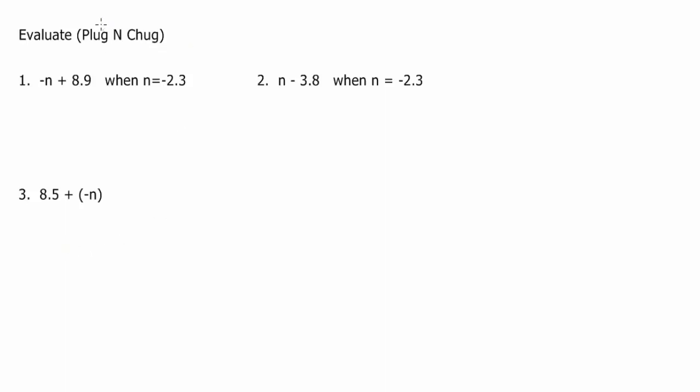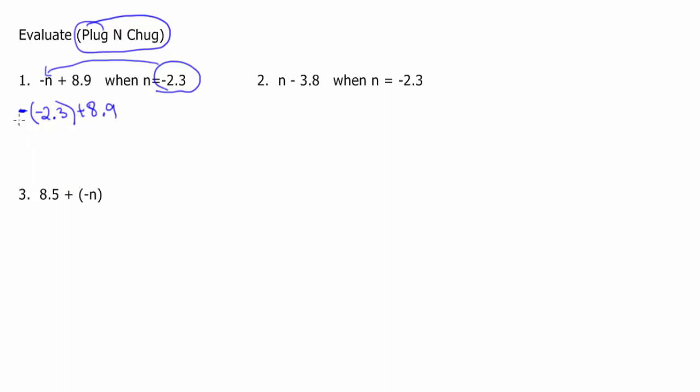All right. Next, we're going to evaluate. Again, I think we've done this before. I call it plug and chug because you're just plugging a number in and chugging a number out. So negative n plus 8.9, when n equals negative 2.3. This is when those parentheses come in handy. I said whenever you plug in, you got to put in parentheses. And don't lose that negative. So we have a negative from right there, and then we have negative 2.3 plus 8.9.